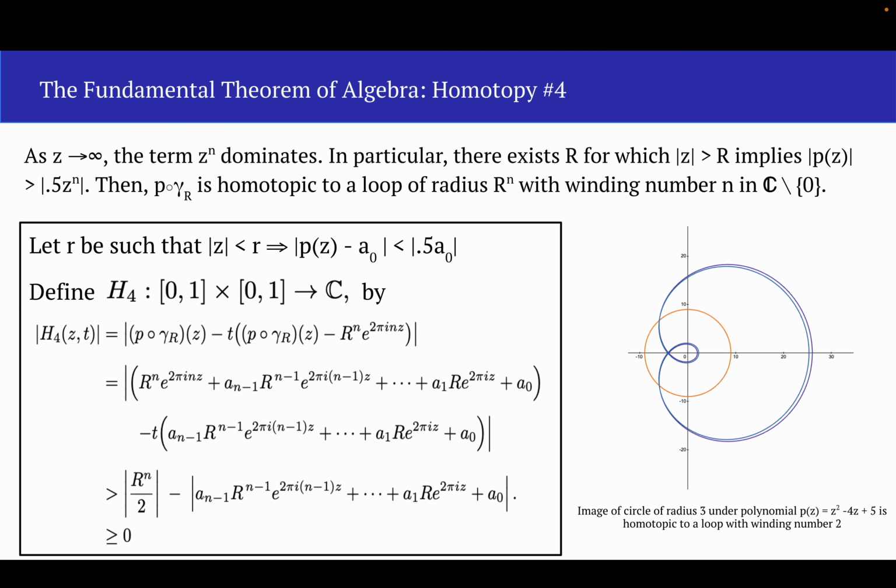Then we can define a homotopy between the image of this large radius circle under P and a loop of radius r to the n, which wraps around the origin n times. Something important here is that this curve is wrapped around the origin greater than 0 times, because we've assumed our polynomial is non-constant, n is greater than or equal to 1, and so this curve must wrap around the origin at least once.